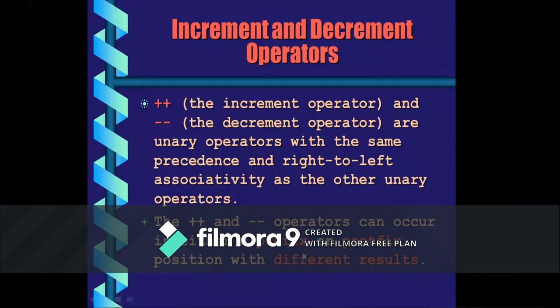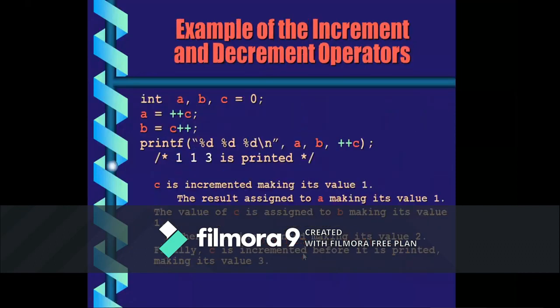And increment and decrement operators. So far we have taken unary plus and unary minus. This is somewhat next level, increment and decrement operators. And associativity is from right to left, not from left to right. So we have to follow that for evaluating the expression. And here we have an example for that.